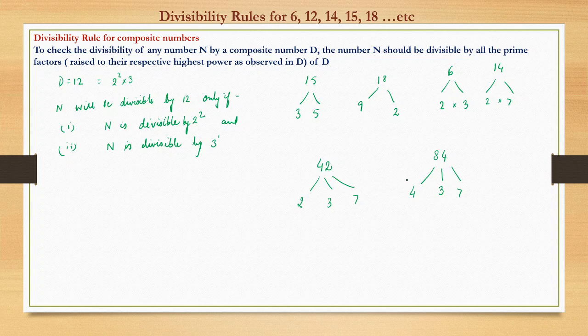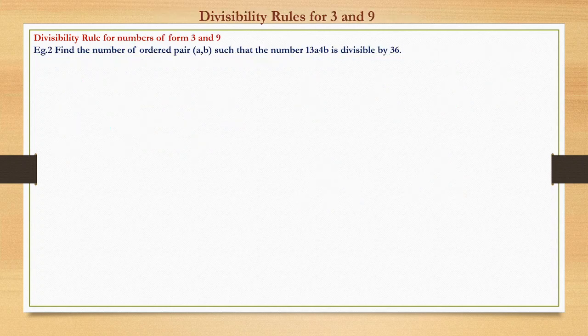If a number is divisible by 4 and 3 and 7, then that number will be divisible by 84. This is a fairly easy concept, but it needs to be mentioned here, because now we use the same concept in this illustration.